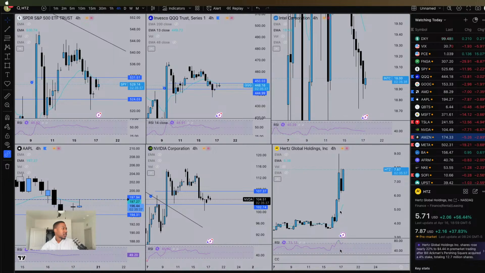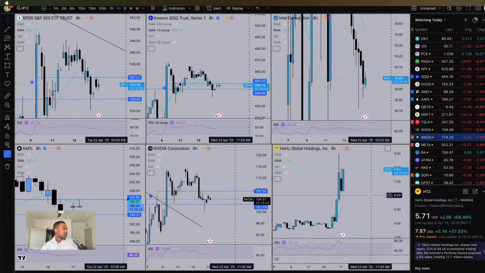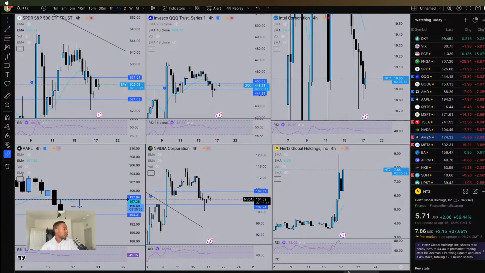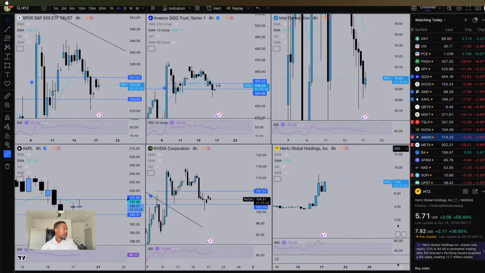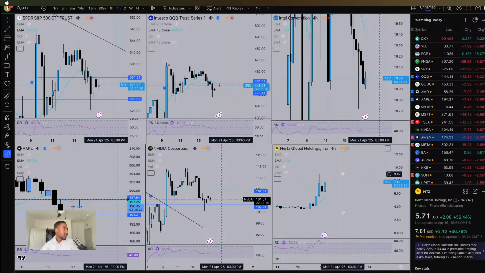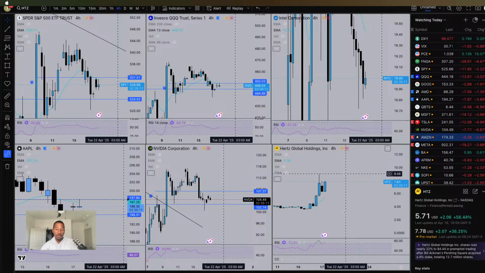I mean, it's possible. Let's check. When it's running like this, it'll probably come back up to this $9 point at some point. I could see this coming back to at least nine. If it doesn't do it today, I could see it doing it within the next two weeks.